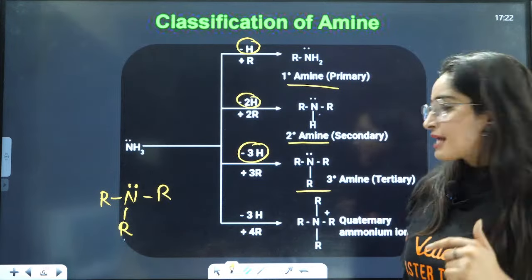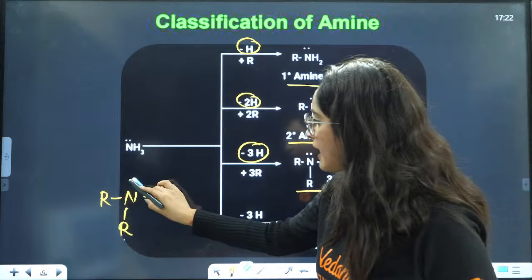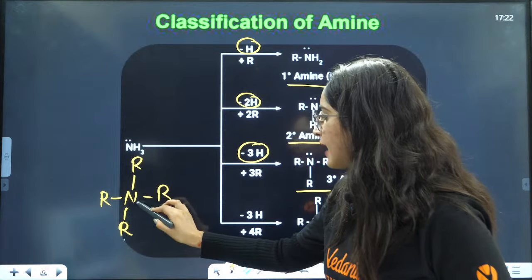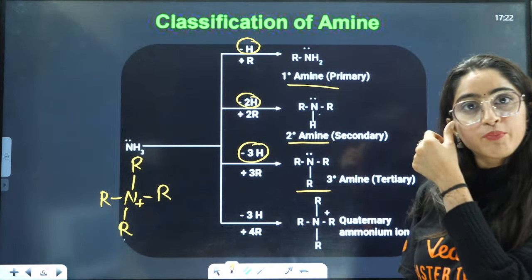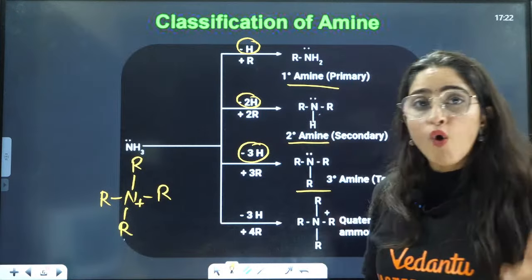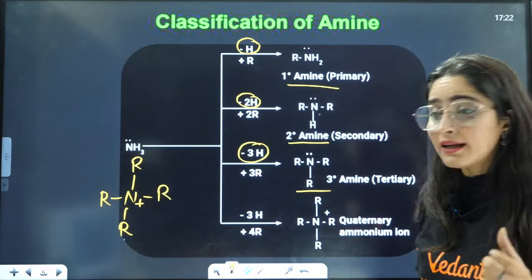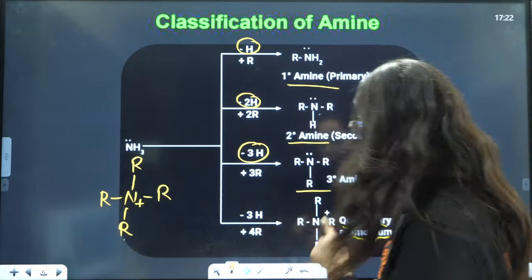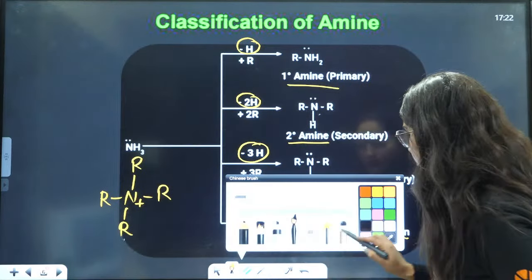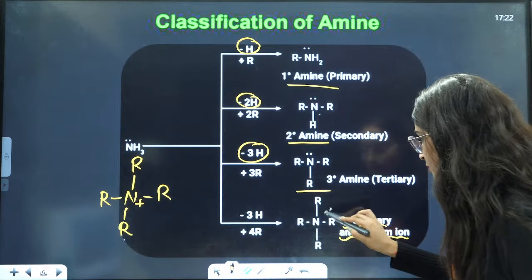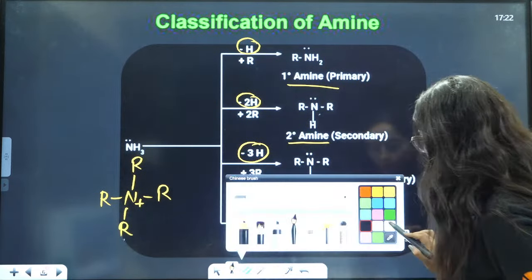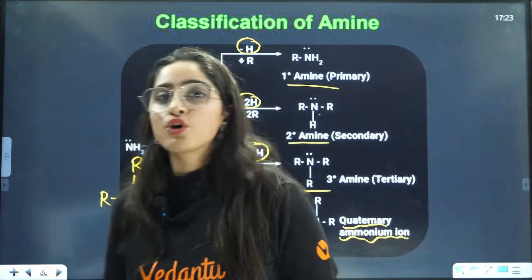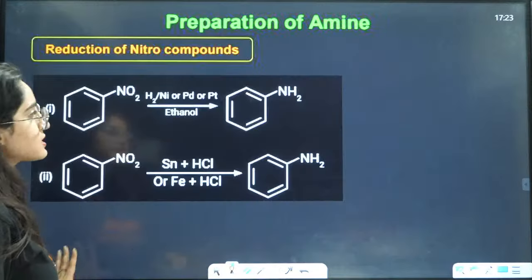Now again what is happening, you are adding 1 more alkyl group, so it will form a coordinate bond with this lone pair, and that is why nitrogen will have a positive charge. Because of the 4 alkyl groups, it is called quaternary ammonium ion, right? And this positive charge is on the nitrogen, not on this R, rather it is on this nitrogen. So that is your quaternary amine, right?